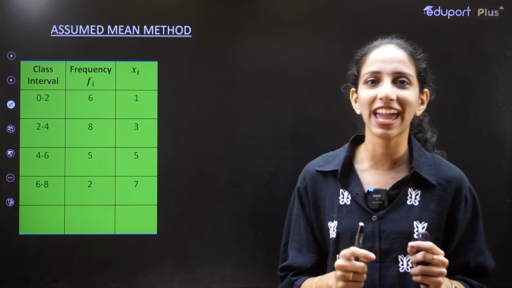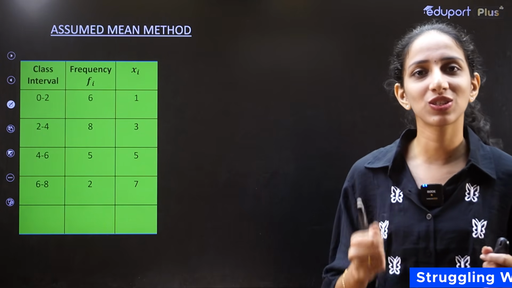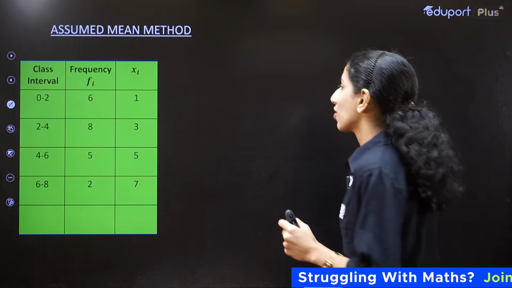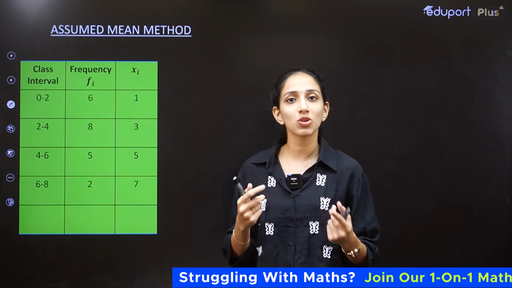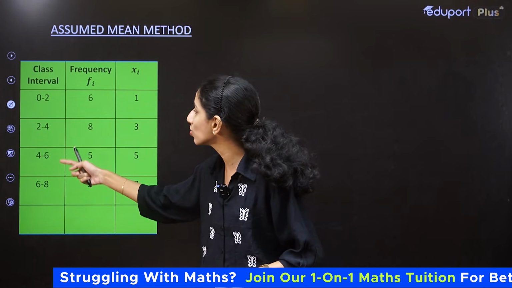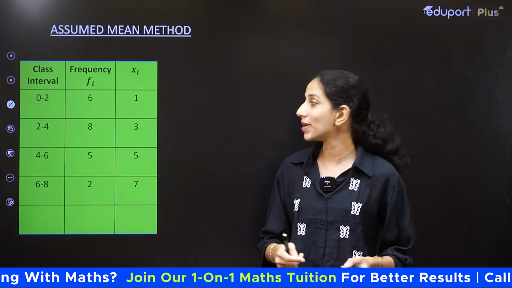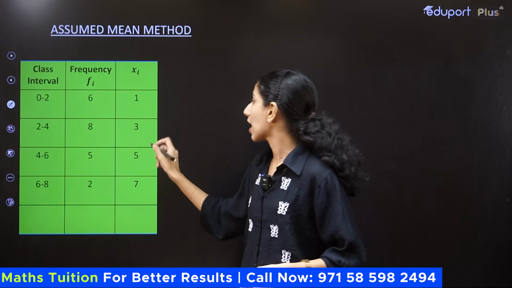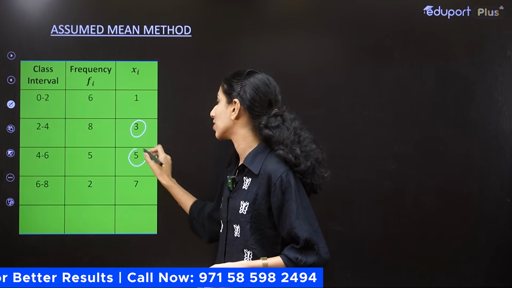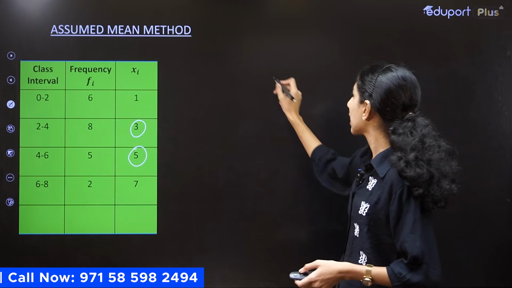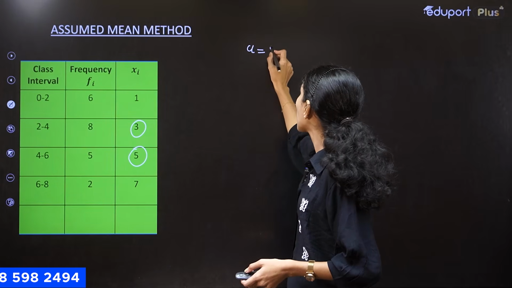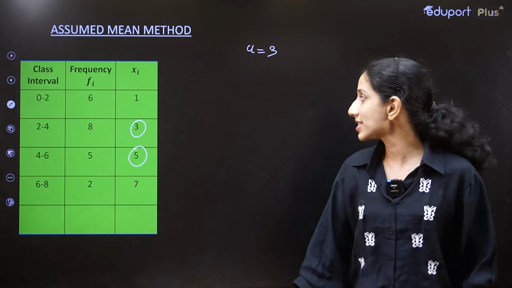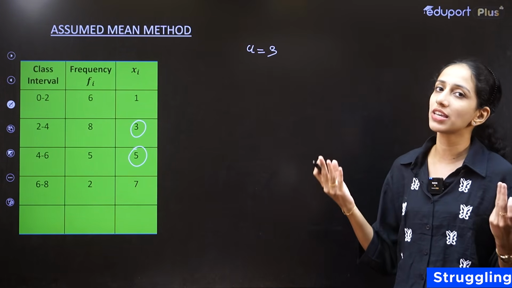How will you find a? What is a? a is the assumed mean. So here we have two middle class intervals, so we can consider either of the two values as a. Here we can consider a is equal to 3. So I take the assumed mean as 3, or you can take the assumed mean as 5 itself.